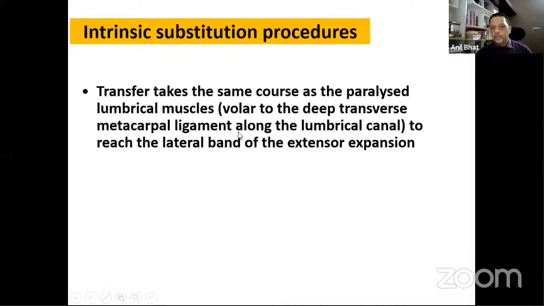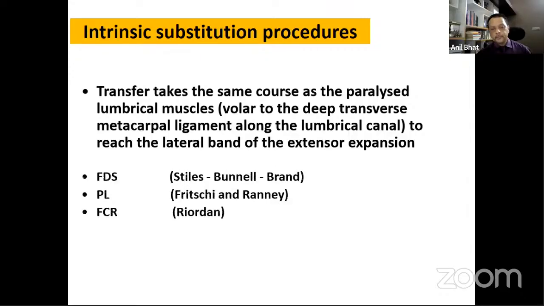It goes volar to the deep transverse metacarpal ligament along the lumbrical canal, and it will reach the lateral band of the extensor expansion. So MCP will flex, IP will extend. That's how the lumbrical functions. From the FDP tendon, the lumbrical arises, and they go like this. So your tendon also should go in the same path like this.